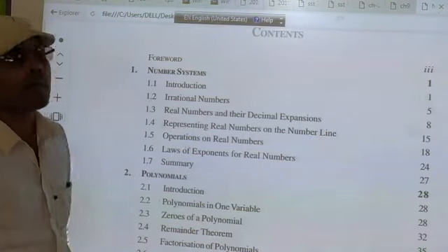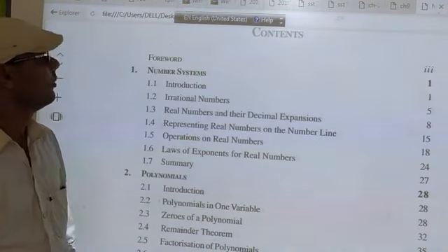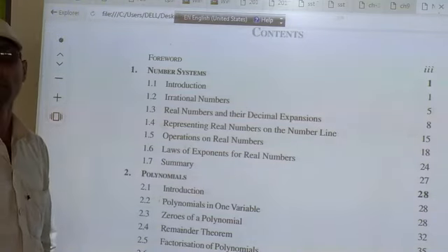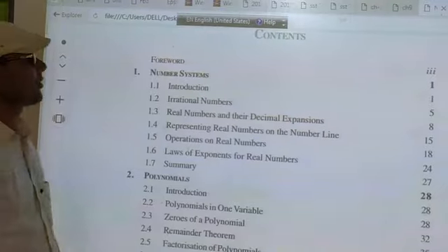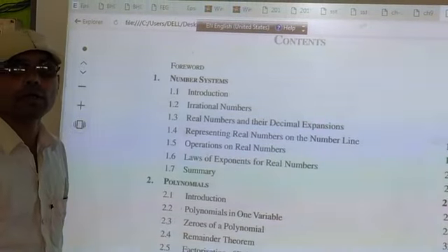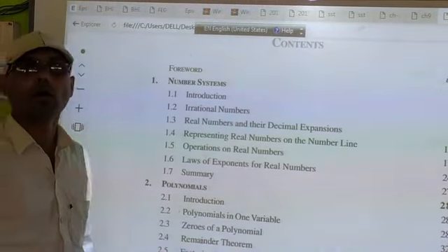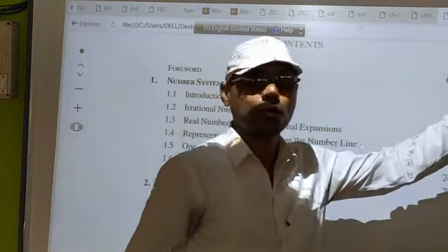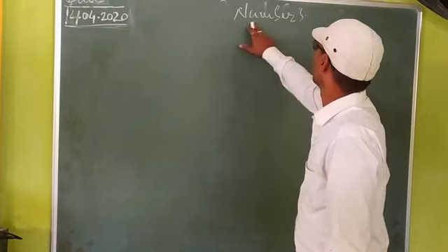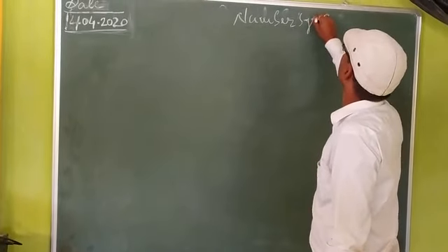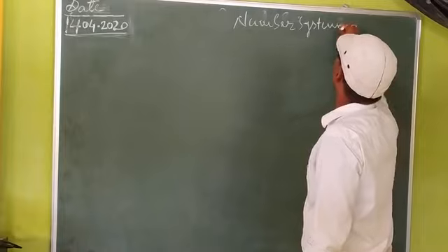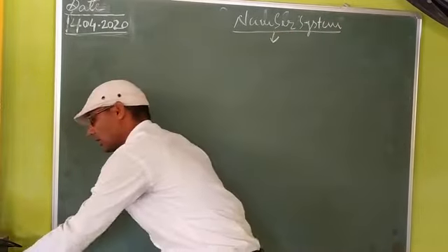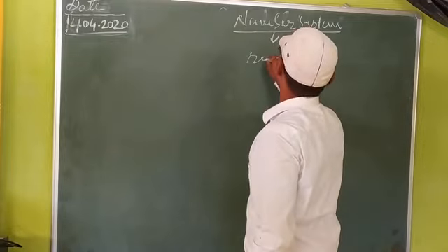My dear, today is the turn of grade 9's first chapter, which is the number system. In the number system, today we will learn about all numbers, especially real numbers. In this row, we will understand the real number.